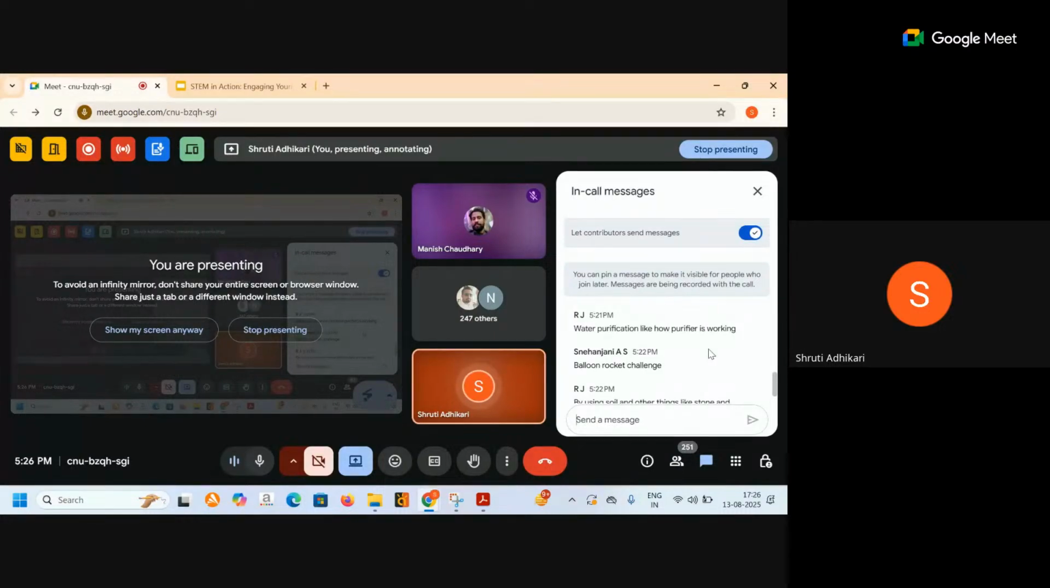Ajay sir has mentioned water purification, like how a purifier is working. Okay. So an activity can also be conducted here. It will be better, Ajay sir, if you can elaborate on this activity. But yes, we can perform an activity on this. Okay. Sehanjani ma'am has mentioned balloon rocket challenge. Okay. Activity is good, ma'am. If you can also specify the concepts.